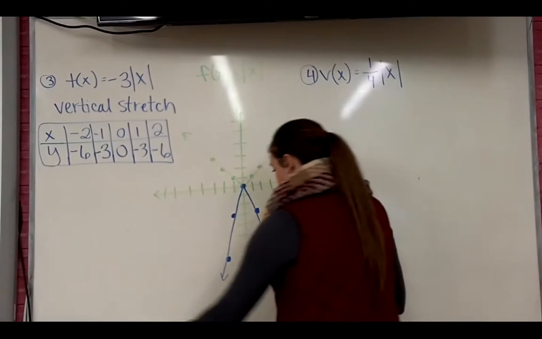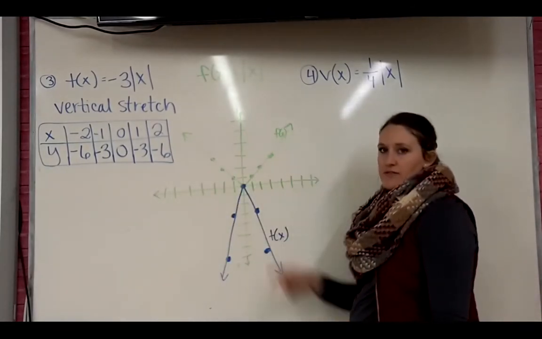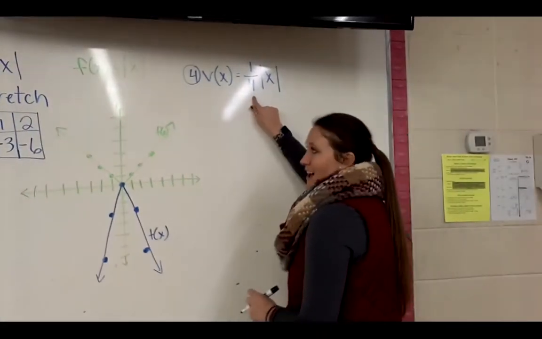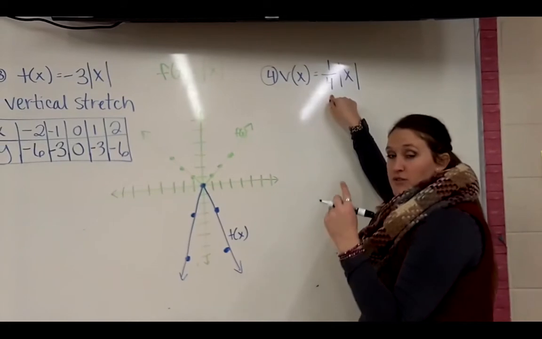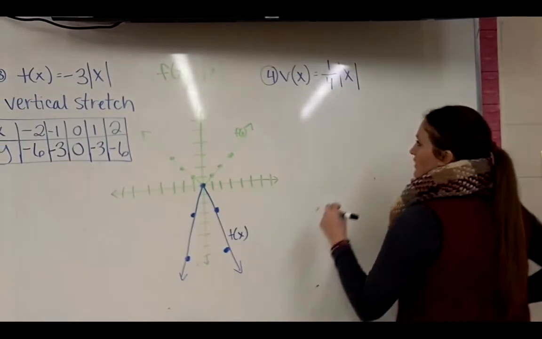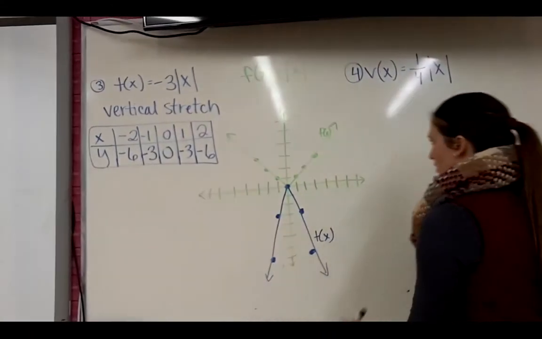Okay, on number 4, I'm just going to do it on the same graph again since they both start out with the green one, f of x equals absolute value of x. So on this one, again, it's outside the function and it's being multiplied, so we know it's a vertical shrink or a stretch. Since it is a fraction, that is a vertical, did I say that right? This one is a vertical shrink.